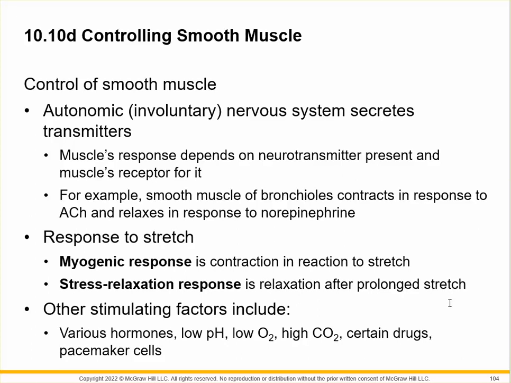It's interesting, smooth muscle will have different receptors for different types of neurotransmitters. So, for example, smooth muscles in the bronchioles contract in response to acetylcholine and relax in response to norepinephrine, where in blood vessels, you're going to have a contraction in response to norepinephrine and a relaxation to acetylcholine. Right?